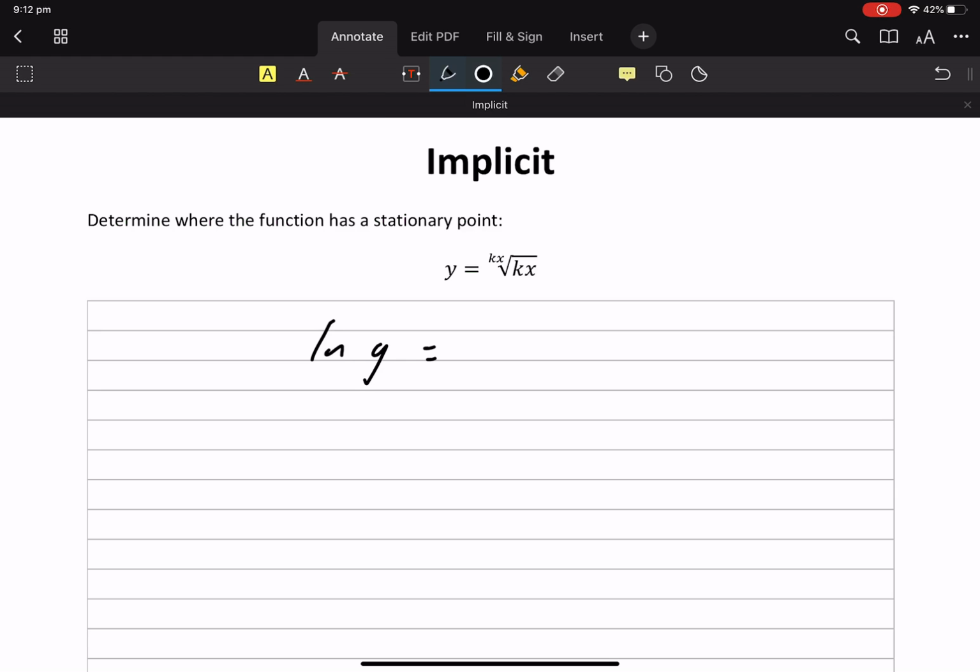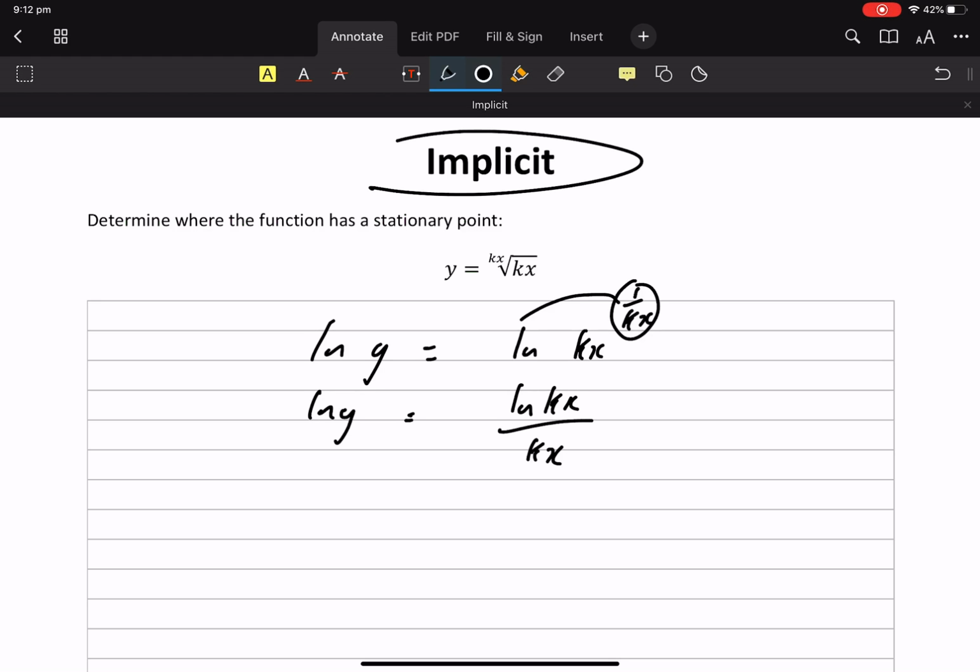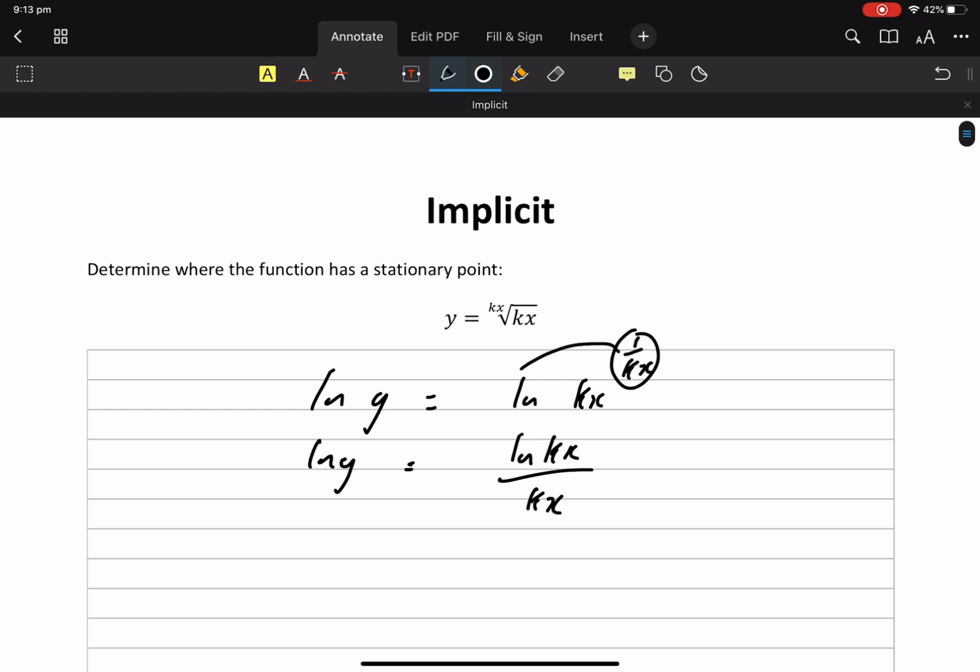So that's going to be log of kx, and clearly that's 1 on kx. And that's going to come down the front. So that's log on. I really should stop labelling the title there, but we've got some implicit differentiation. So we want to differentiate that, and we want to differentiate that with respect to x.